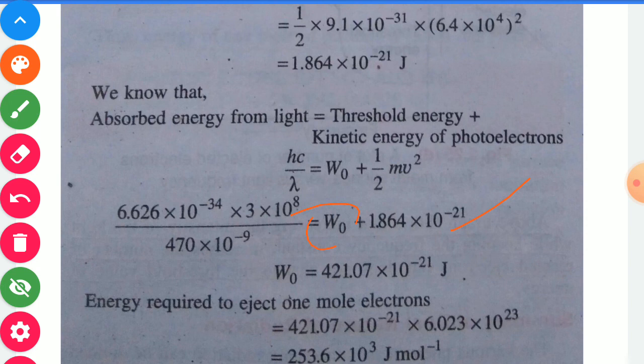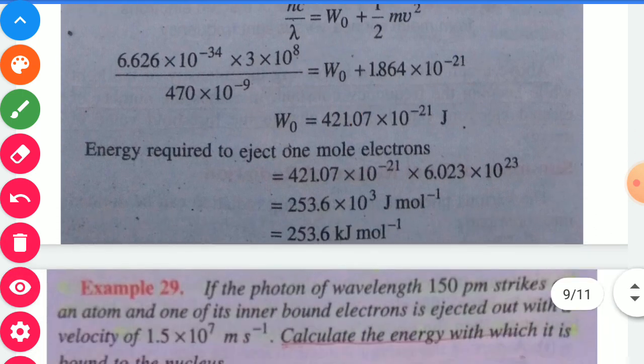Here work function means minimum energy required to eject the electron, we calculated for 1 electron only. Now for 1 mole electron, therefore we have to multiply by 6.023 into 10 power 23 in 421.07 into 10 power minus 21 joule. So it will be equal to 253.6 into 10 power 3 joule per mole. We may write this one as 253.6 kilojoule per mole.